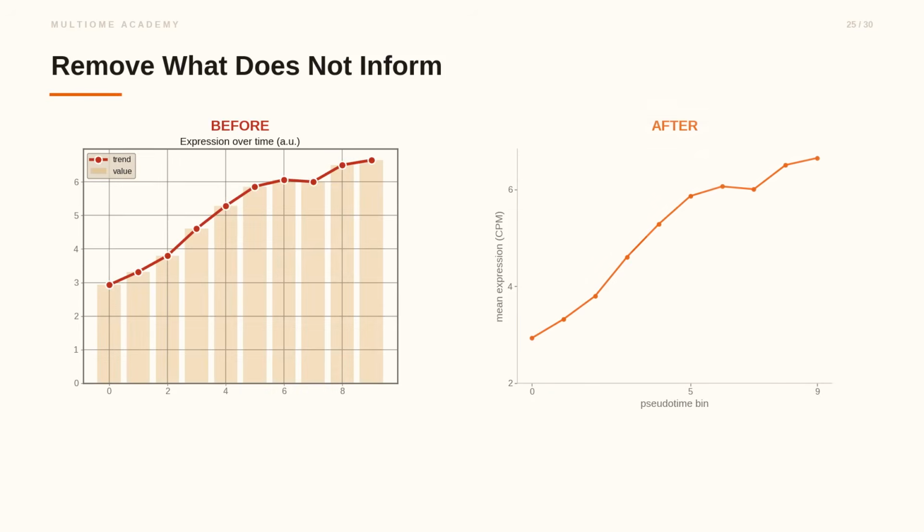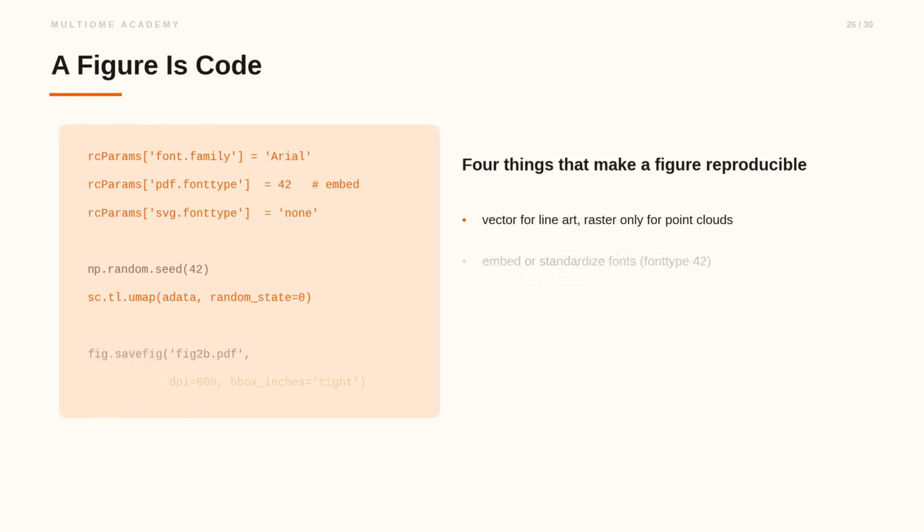Every library ships defaults that add ink without adding information. Heavy grids, boxes on all four sides, redundant legends, and drop shadows all compete with your data. Keep one font family, keep tick labels sparse and readable at final printed size, give every axis its units, and then stop.